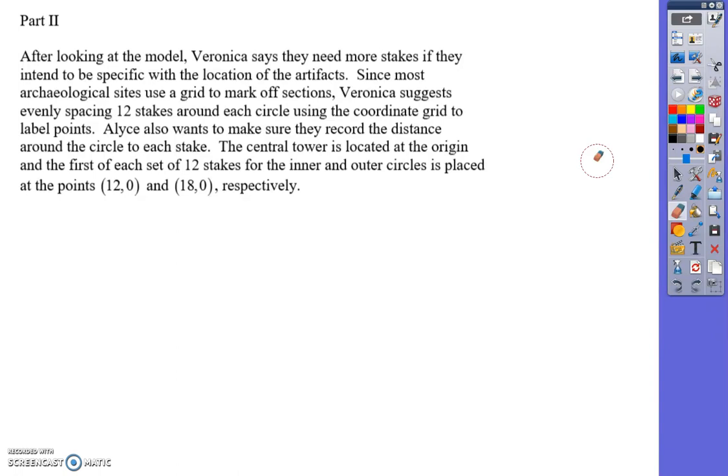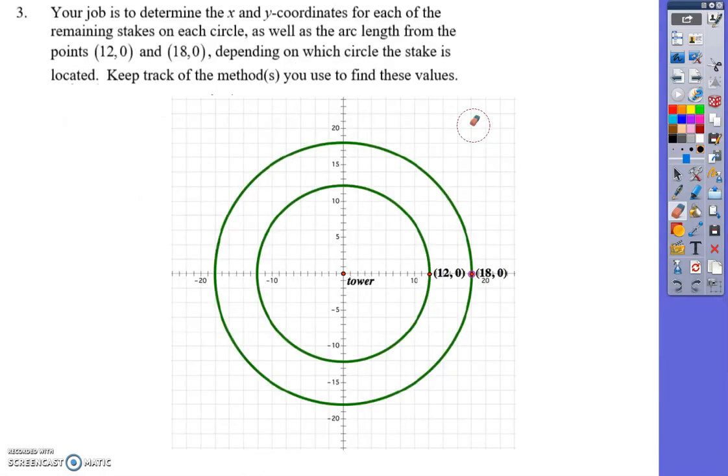So in part 2, after looking at their model, this is not enough. We're not really getting enough information here. Veronica says that they need more stakes if they intend to be specific with the location of the artifacts. They want to create a grid to mark off sections. They're going to evenly space 12 stakes around each circle using the coordinate grid to label points. They want to make sure they record the distance around the circle at each stake. The central tower is located at the origin, and the first stakes for the inner and outer circles are placed at (12, 0) and (18, 0) respectively. So like this, they're basically here on this.